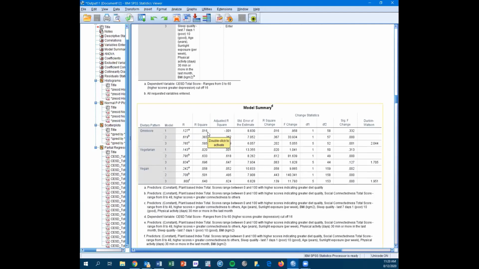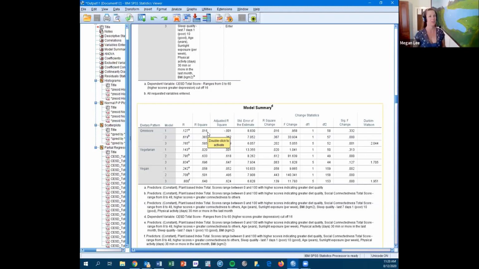That's 1.6%. Yeah, not very much. And look at our adjusted R squared. That's saying something. It's supposed to be close to that R squared. The model fit might not be very good on this one.